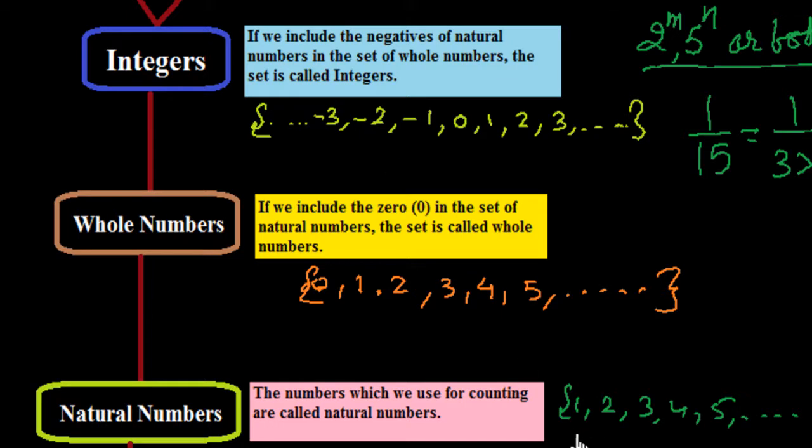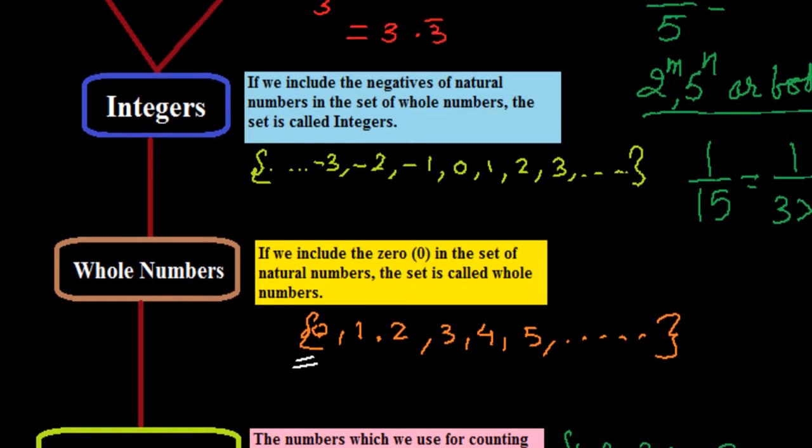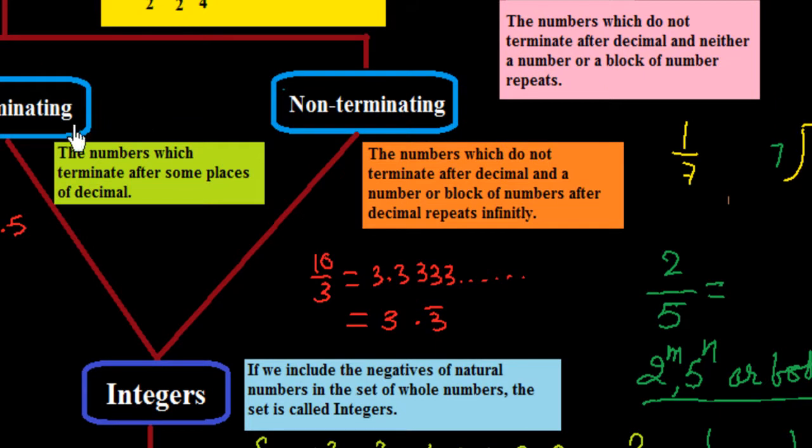The smallest natural number is 1. The smallest whole number is 0, but the smallest integer is not defined. Now above these we get terminating and non-terminating rational numbers, and our tree completes upwards.